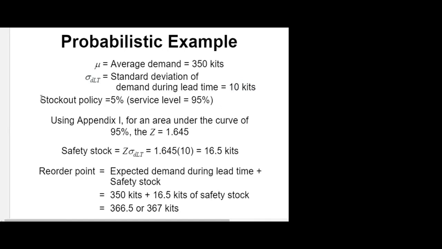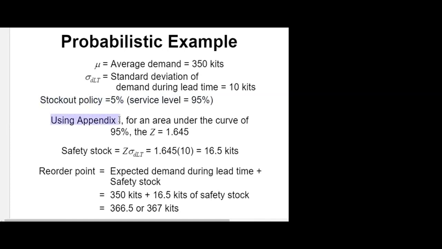Stockout policy: the manager says to make sure that only a maximum of 5% of cases happen where people come in and we are stocking out. So service level is 1 minus 5%, or 100 minus 5%, which is 95%. So 95% of times, we want to make sure when customers come in, we have stock to sell. 5% is the risk of stocking out.